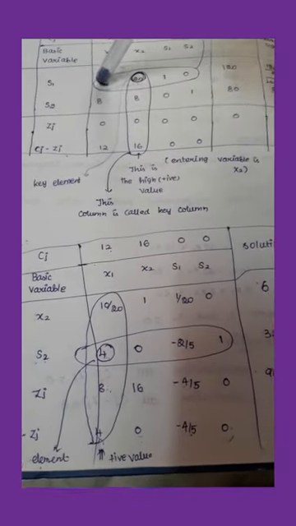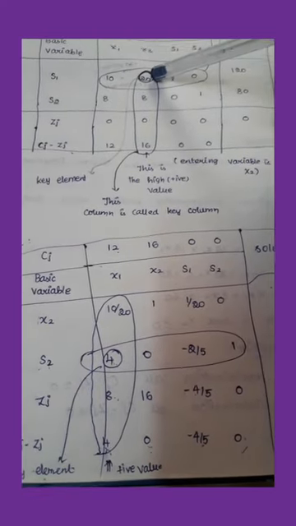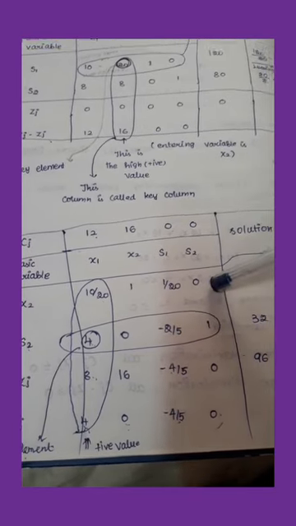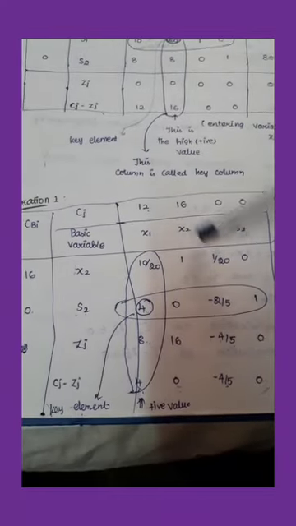And then next, this entire s1 row should be divided by the key element 20. So 10 divided by 20, 20 divided by 20 will be 1, 0 divided by 20 will be 0, and 120 divided by 20 will be 6. So this is the value we will be getting. This is the part we have found for x2, that is, s1 is replaced by x2, and we have divided this entire row by the key element or the pivot element. We have got this value.